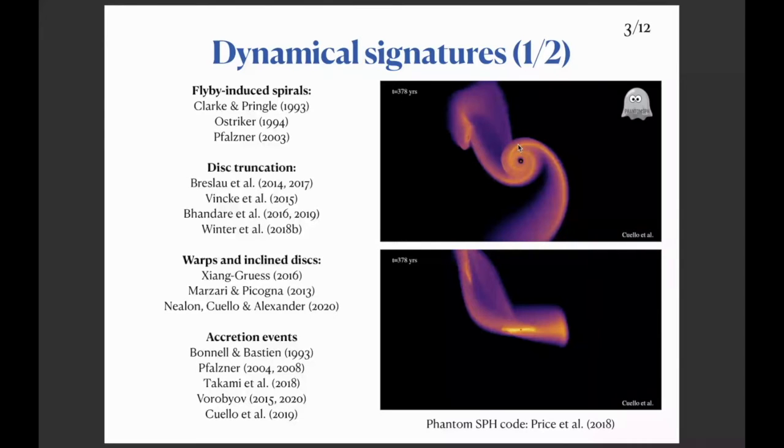There is also the fact that the disk is truncated after the encounter, and that during the encounter we can generate warps or even inclined the disk. This is especially true for inclined retrograde encounters. And lastly, we have accretion events, because when we shake the disk, we can excite the disk in such a way that generates a mass inflow, which translates into a luminosity outburst. So I left here several relevant references for this.